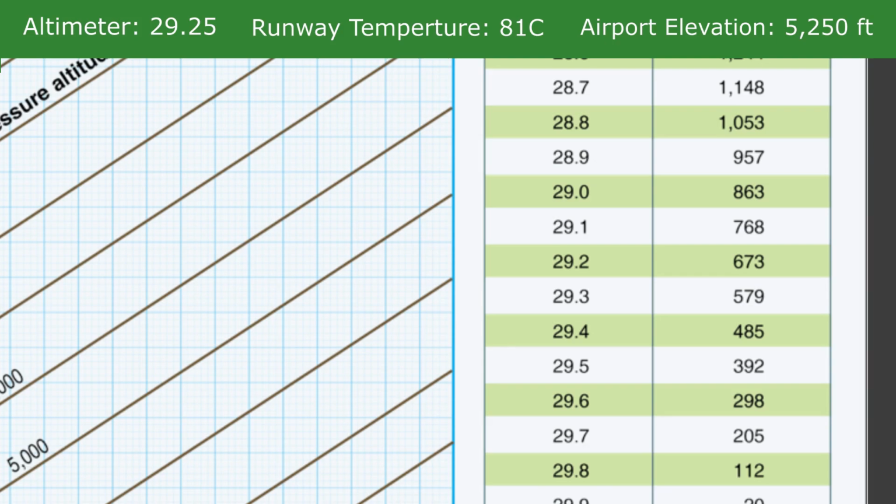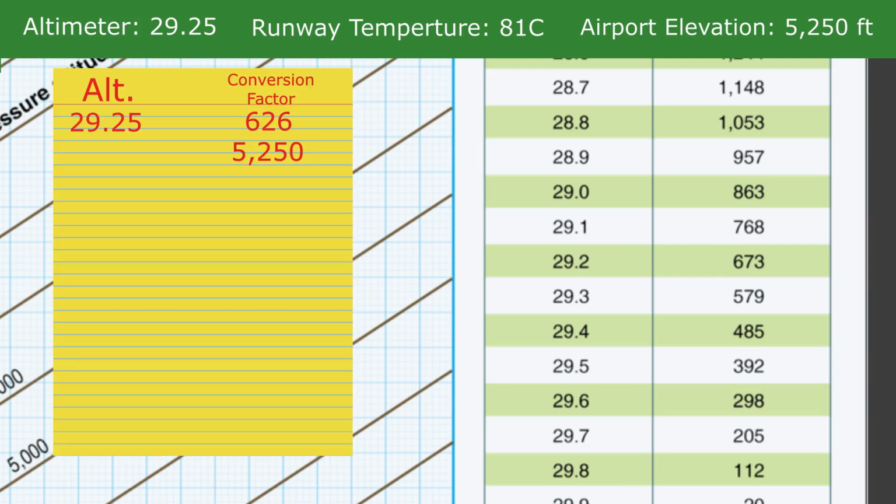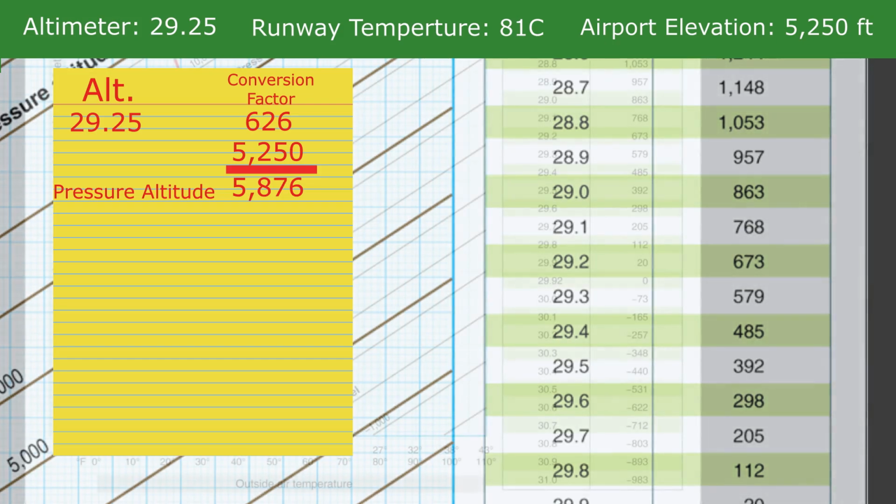Next, you're going to want to add that conversion factor to the airport elevation of 5,250. And this will give you your pressure altitude. Adding these together, you'll get 5,876. And that would be your pressure altitude.